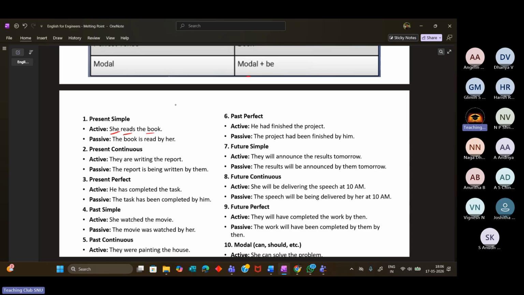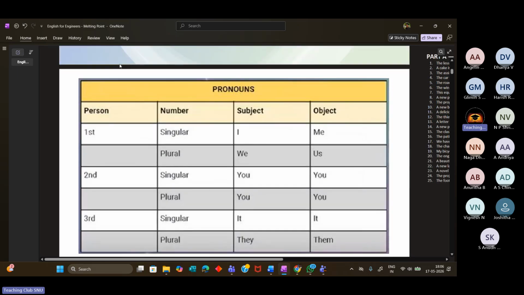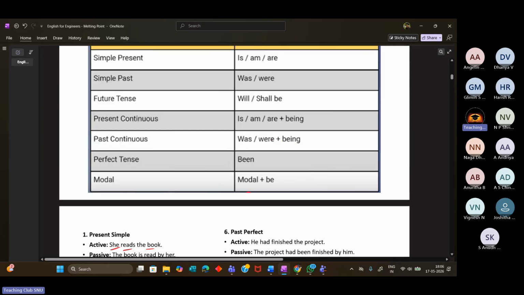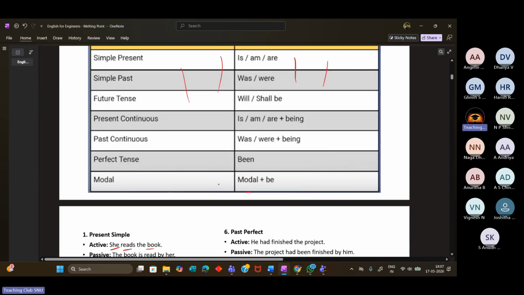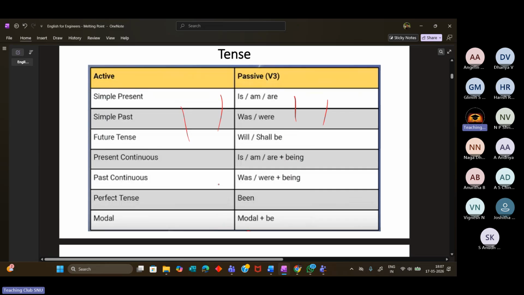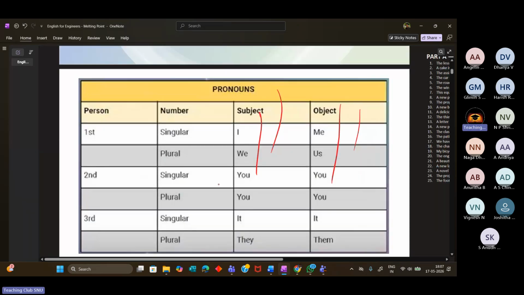And passive to active is obviously the opposite. If you don't care about all this complex stuff, just understand that we have to convert these things to these things, or these to these, as far as pronouns are concerned, and this to this, as far as tenses are concerned. And we are done with the exercises, right? So that's what it's all about. So let's look at the pronouns. This is pretty self-explanatory.